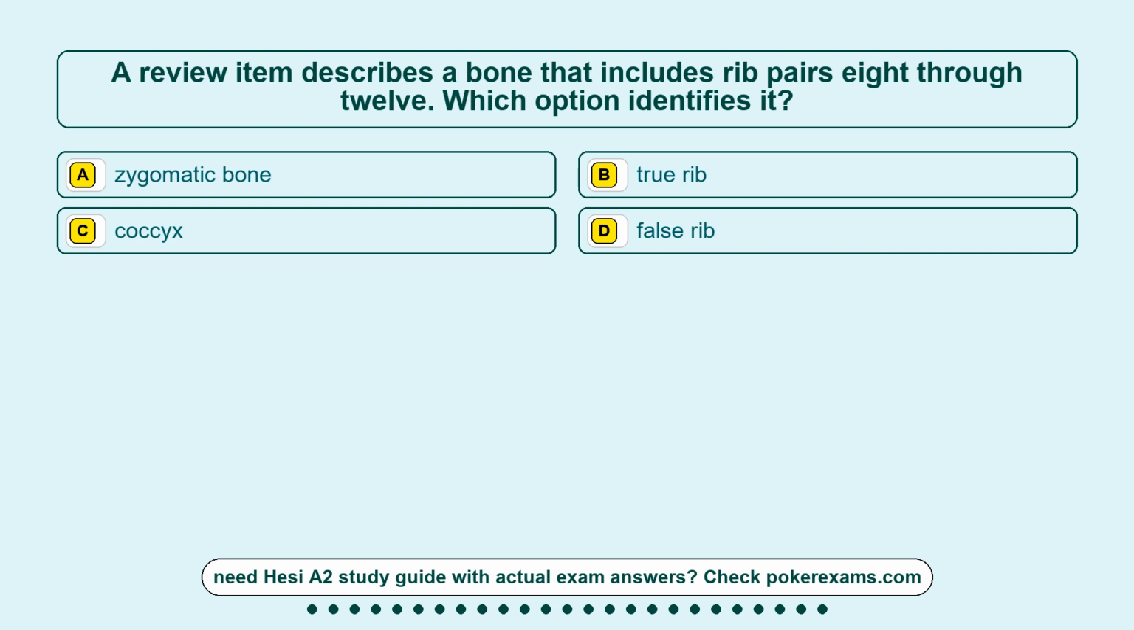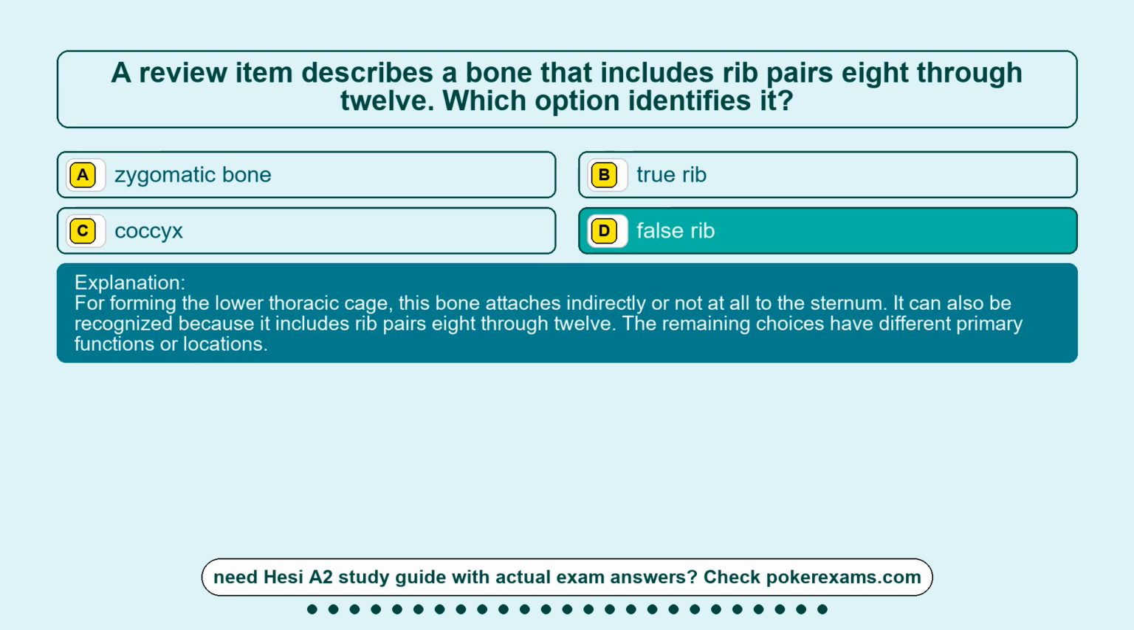Question 13. A review item describes a bone that includes rib pairs 8 through 12. Which option identifies it? Option A, zygomatic bone. Option B, true rib. Option C, coccyx. Option D, false rib. The correct answer is option D, false rib.